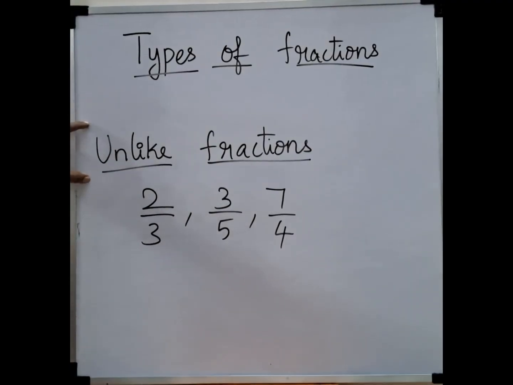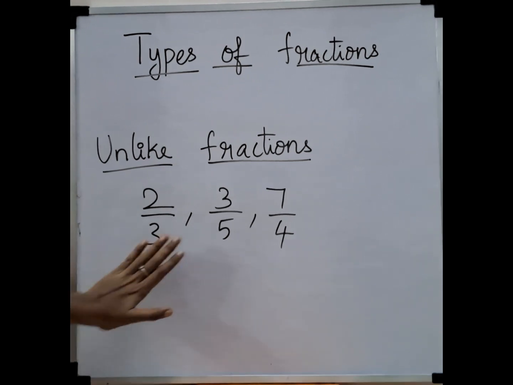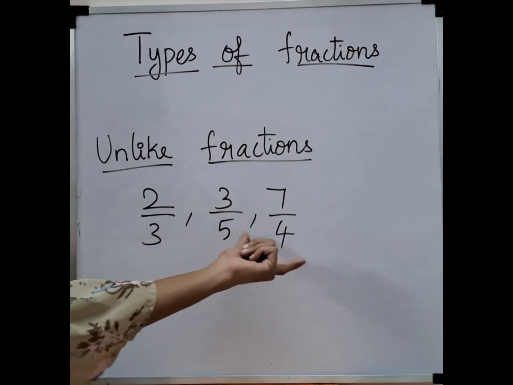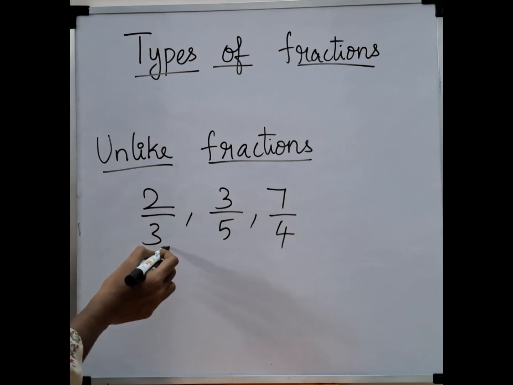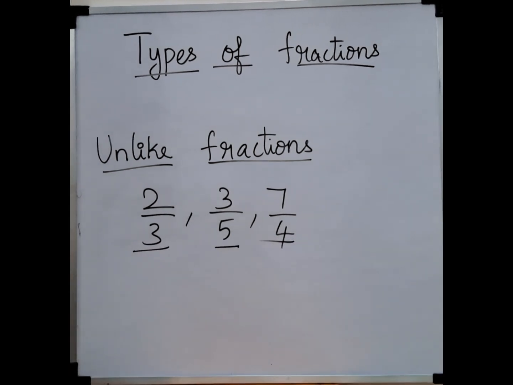Next, unlike fractions. Unlike fractions is just opposite to like fractions. 2 or 3 fractions having different denominators. Here 3, 5, 4. So this is an example for unlike fractions.